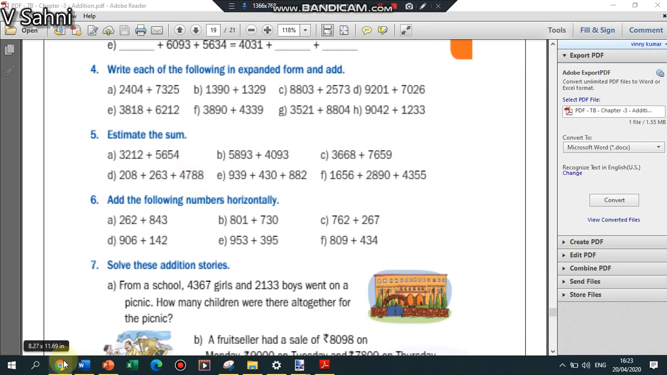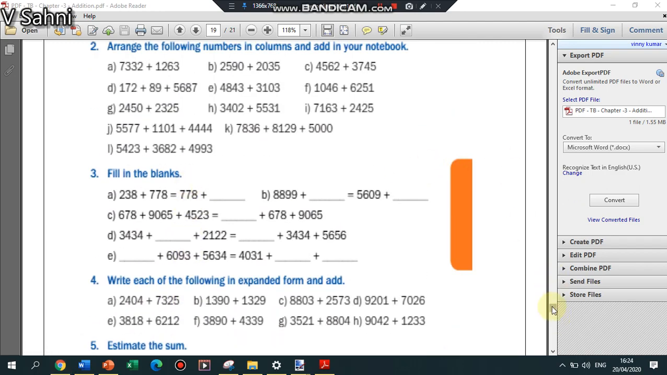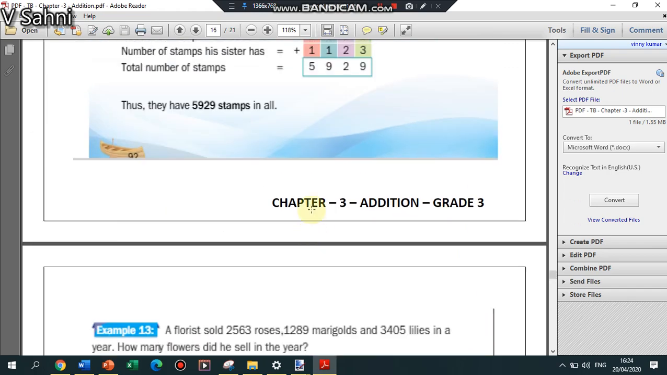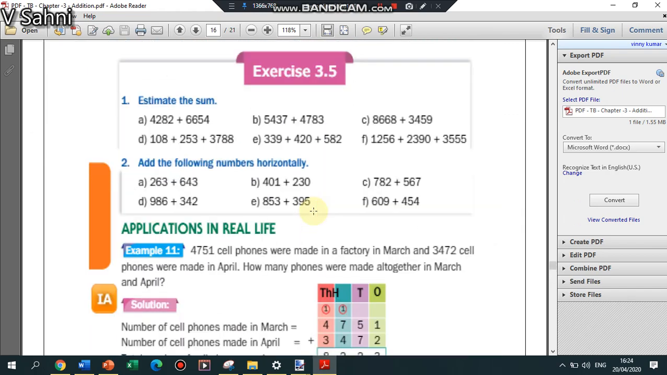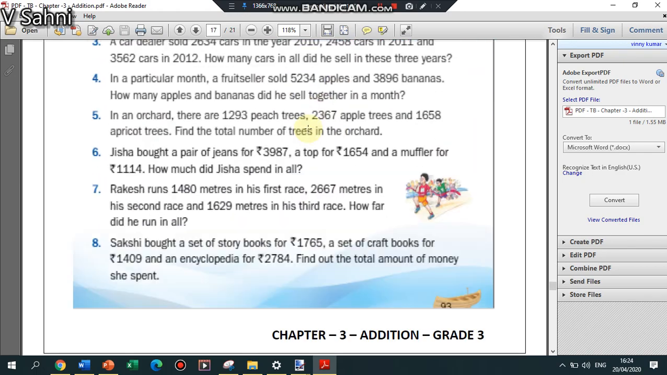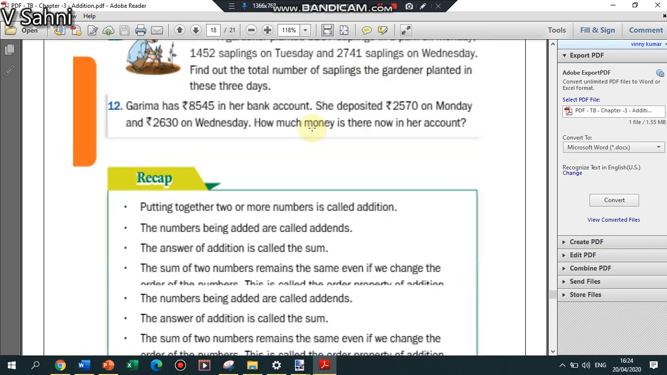Alright, children. So as I was explaining to you, we are currently on exercise 3.6, and in this exercise, I'm going to take you through the word problems. Please note, estimation of sum we will be doing later, so we are not going to do it now. And addition by expansion is a topic that we will not be covering now.